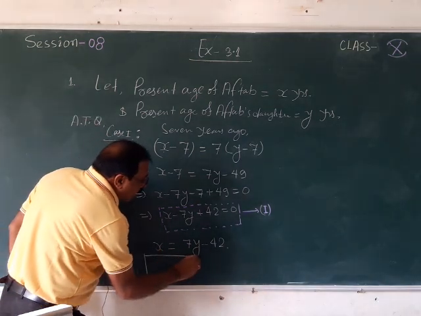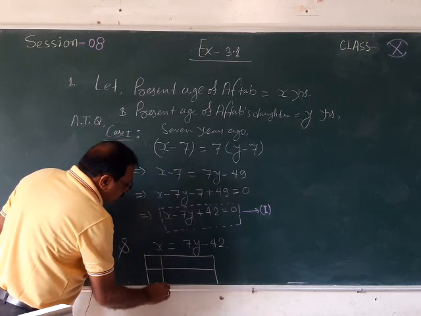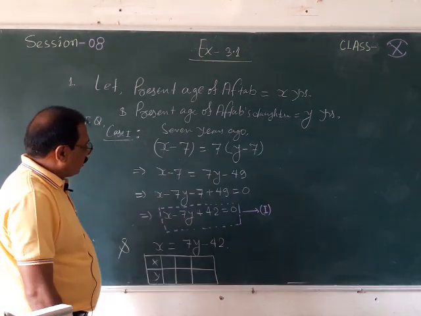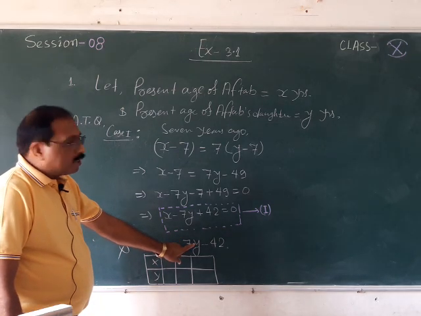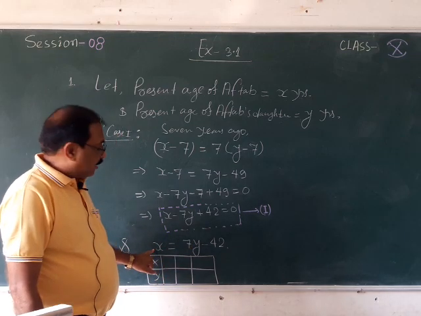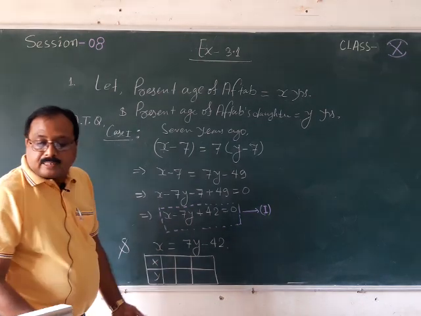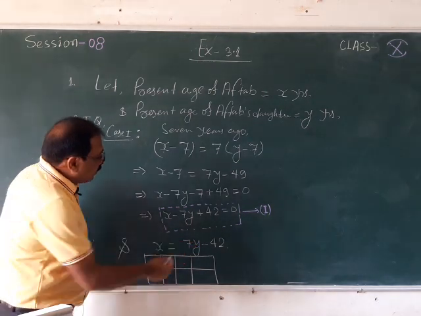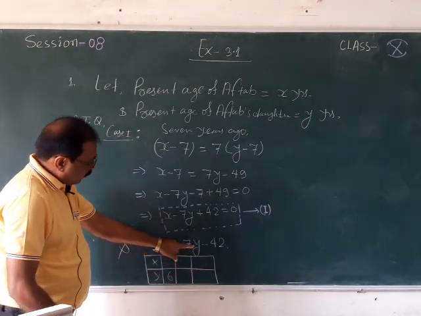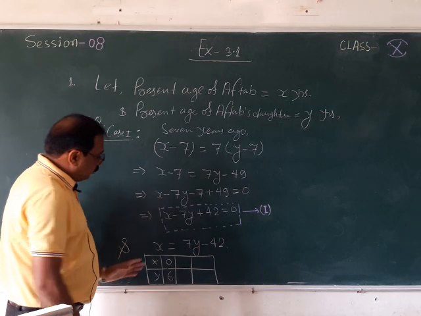If you want to draw the graph, then you have to make a table. In that table you need to write the solution set, and I have told you to write a minimum of 3 solutions. Here for y you can take any number, so that x will come automatically. Suppose for y I am taking 6. So 7 sixes are 42, and 42 minus 42 becomes 0.